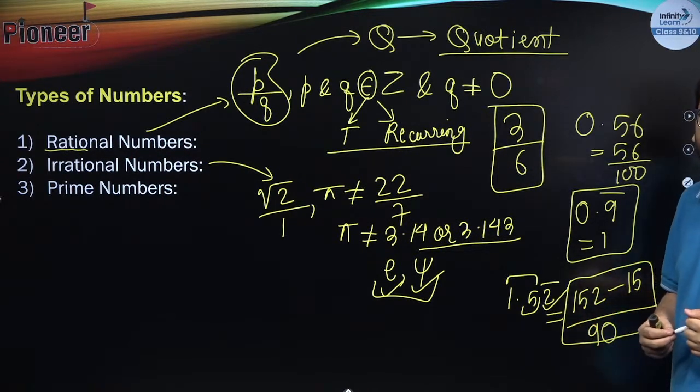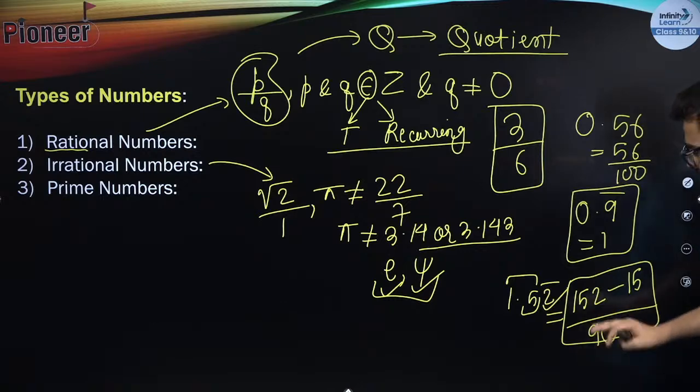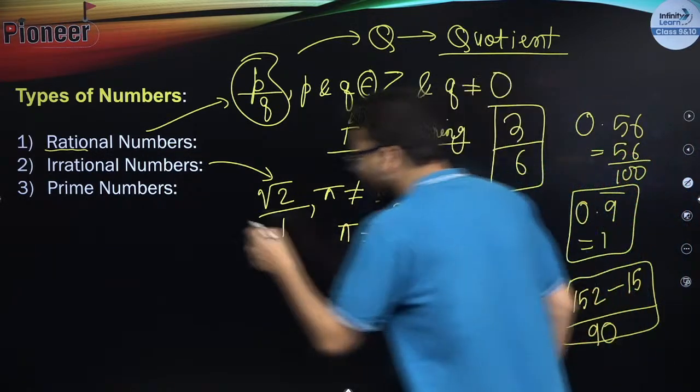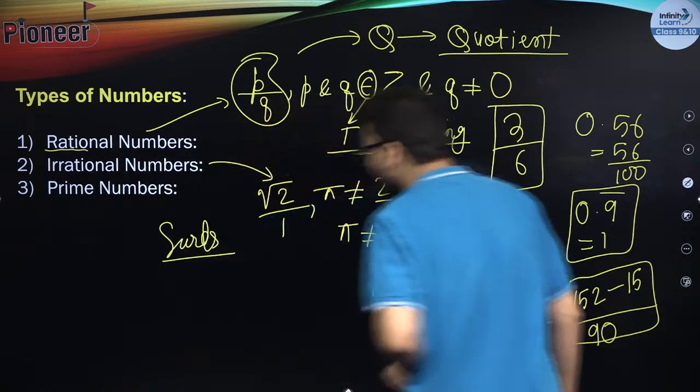Is it clear to everybody over here? Any doubt in that? Tell me. I hope it is clear, guys. Right. Now irrational numbers, I had taken some example. Now one student is asking surds. So basically surds, they are irrational numbers only.